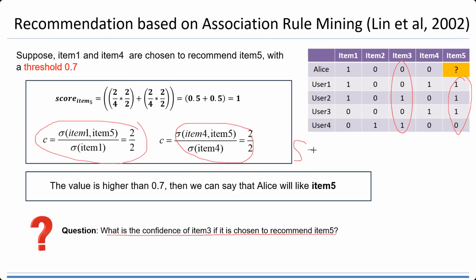Maybe for the support first. What is the support? The support, when the users like item 3 and the users also like item 5, there is only one, among the 4 transactions. Okay, so this is the support. What is the confidence?